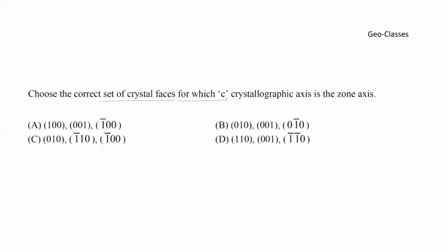Choose the correct set of crystal faces for the C crystallographic axis as a zone axis. C is a zone. So if C is a zone, this becomes the correct one. See how? If you see the interpretation, at the C axis here is 0, but here is 1, here is 0. So it's not possible. Here is 0, here is 1, here is 0. It's not possible. Only for the C axis, it should be the same thing. Only this is there. It's quite easy actually.